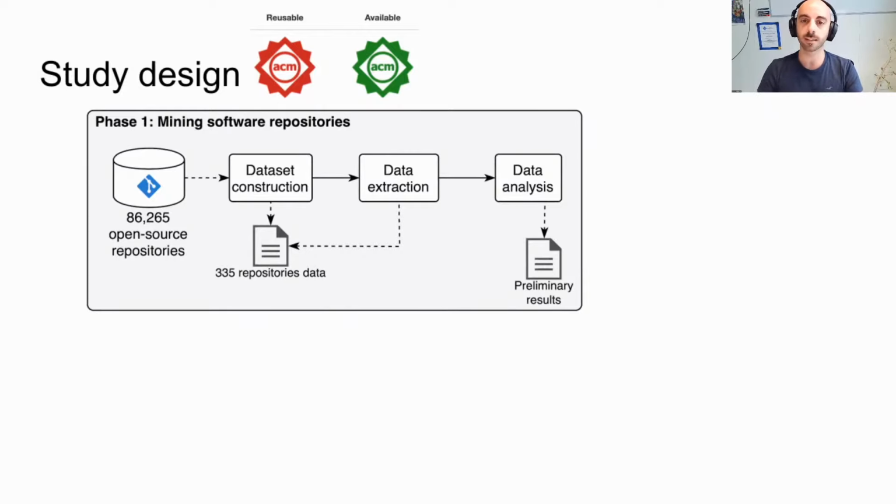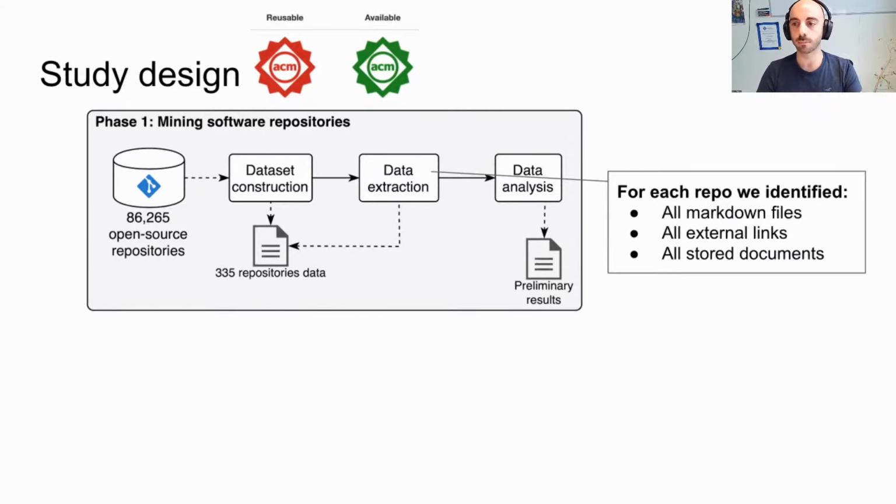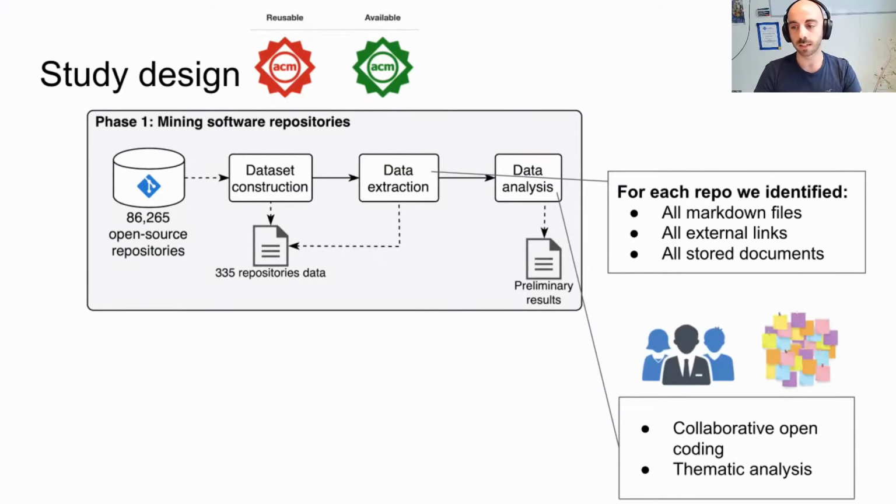We extracted some architectural data from these repositories by looking at Markdown files in the repositories, all their external links, and all the documents stored within the repository. Then we analyzed the data by applying collaborative open coding for the first 2 research questions and thematic analysis for going deeper and extracting the guidelines. This led to a set of preliminary results, mostly demographics data and some more information about the types of the systems, and a preliminary set of guidelines.